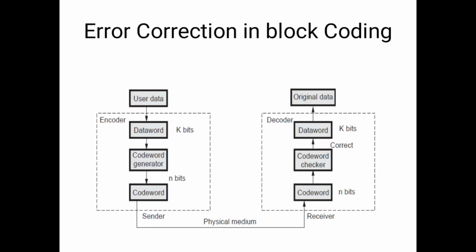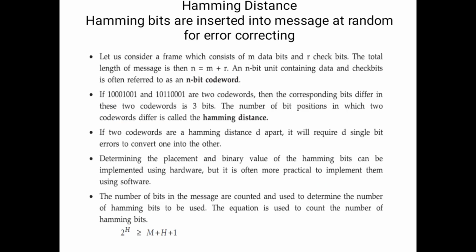Next one is error correction in block coding. In block coding, the data is sent as fixed blocks. In block coding, the storage capacity required is very low, but the data is successfully sent in an error-free condition. The same constraint is used. The user data is converted into the data word, and it generates a code word to be transmitted to the receiver side through the physical medium, and the code words of n bits are decoded as the data word and received by the receiver.